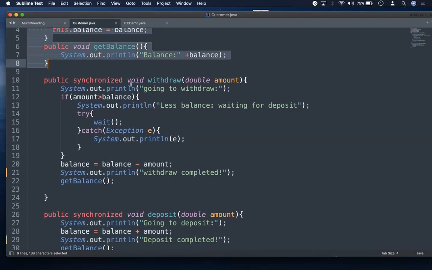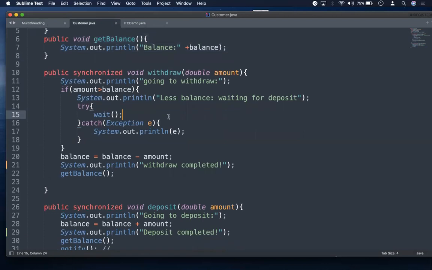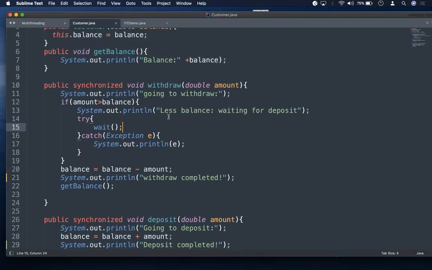One is the synchronized void withdraw, because inter-thread communication will happen only in synchronization. Only when the thread takes the lock and goes. And after completion, when this locking protocol is being implemented, this inter-thread communication is required. Otherwise, starvation will happen, right? So I have a synchronized method withdraw, which takes an amount, and whenever you enter the withdraw method, it says going to withdraw. And if the asked amount is greater than the balance, withdraw cannot happen. Less balance. Now what should happen here?